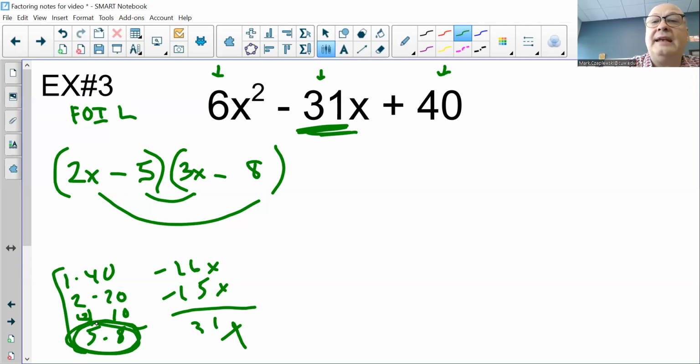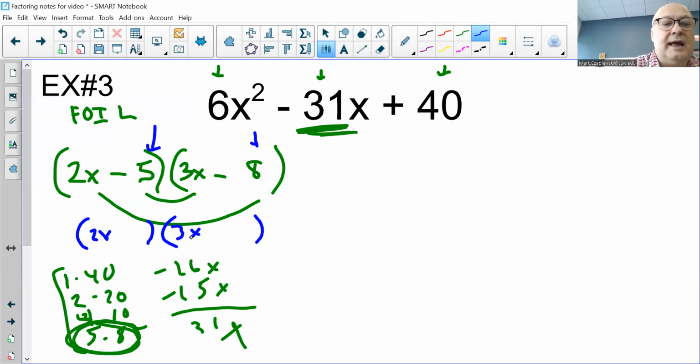Now, if that didn't work, I would have flipped the 5 and 8. And I'm just going to do this to show you one that doesn't work. 2x and 3x. And I would try 8 and 5. This is 10. This is 24. 10 and 24 does not add up to 31, no matter which one's negative. If that didn't work, I'd change the 8 and 5 into 4 and 10. This is why guess and check can take a long time unless you're really good at thinking ahead to multiplication and addition. And if that didn't work, I'd try 2 and 20 or 20 and 2.